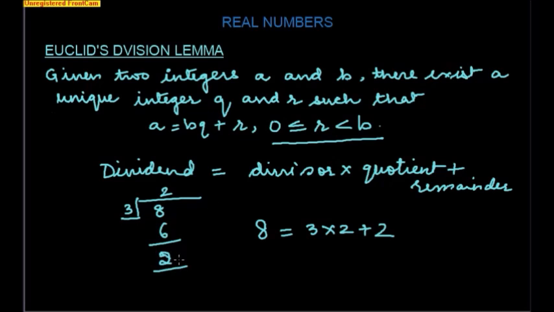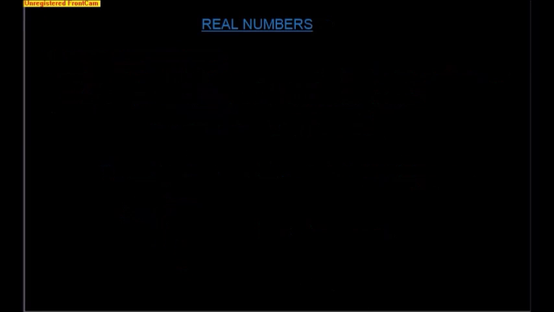This remainder 2, when this is less than 3, then we stop the division. Or if it would have been 0, at that time we would stop the division. So basically all the remainders are either 0 or more than 0 and less than the divisor, that is 3 in this case. I will now take an example to explain the division lemma in detail.